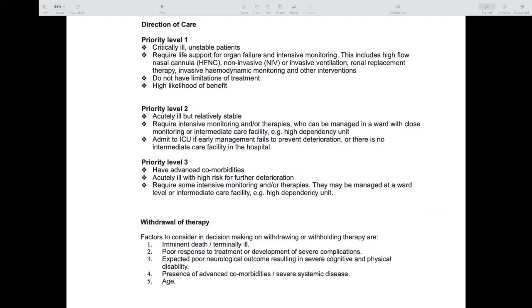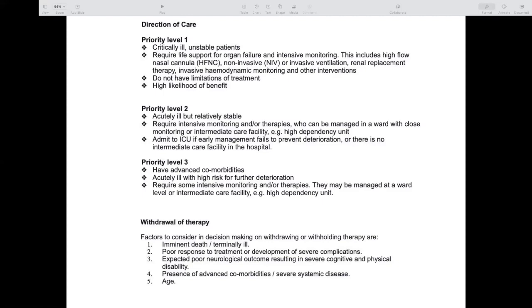So what are the priority levels of the direction of care for this patient? As we can see from here, priority level 1 is for those critically ill and unstable patients. Priority level 2 is acutely ill but relatively stable patients. And priority level 3 are those with advanced comorbids and high risk of further deterioration.